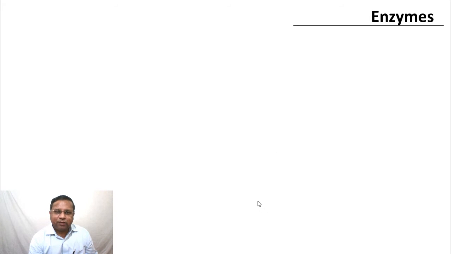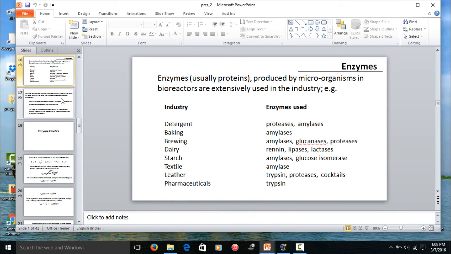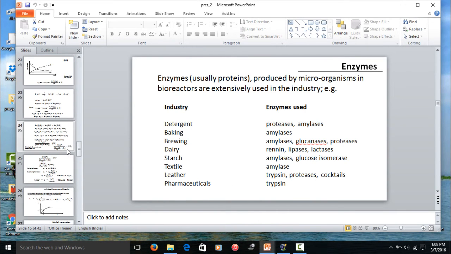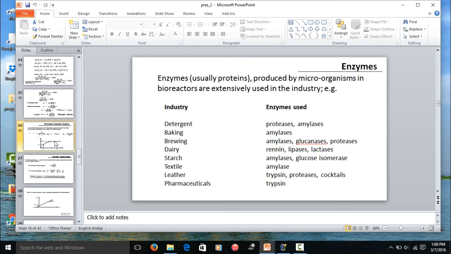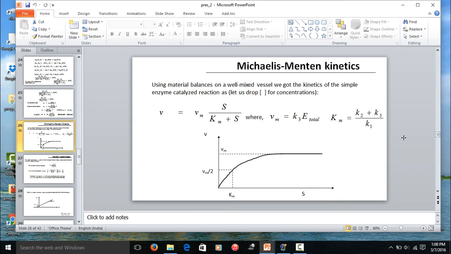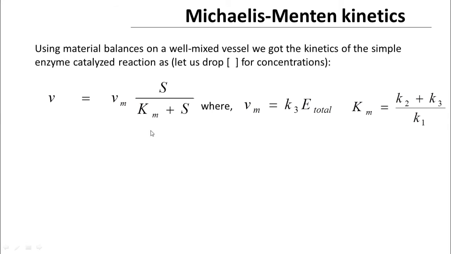Then we looked at enzymes. We looked at enzyme kinetics, the Michaelis-Menten enzyme kinetics. You can go through it in detail. I'll probably show you the final equation, this V equals Vmax S by Ks plus S, the same form as the Monod equation form, but of course this is entirely different.